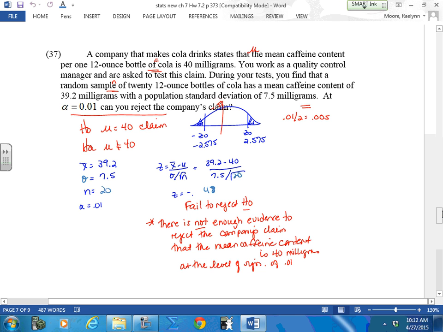Remember, we see the word reject. We know the claim has to be the H0. If you see the word support, the claim has to be the HA. So that kind of helps you right there.